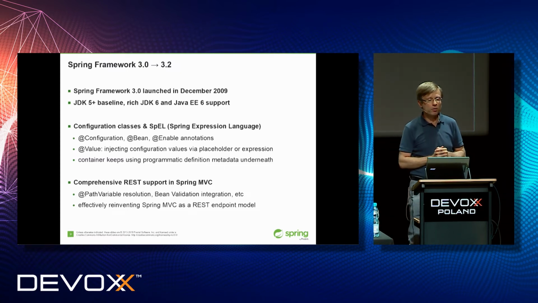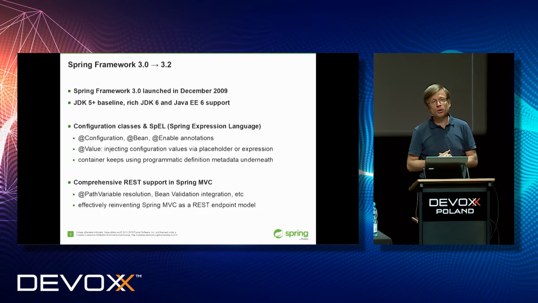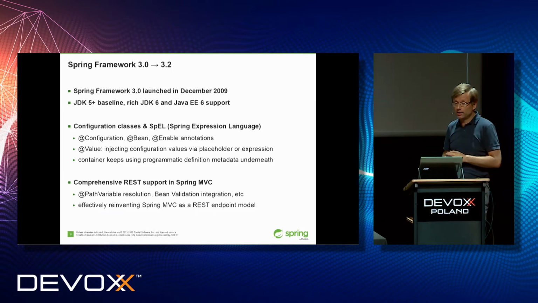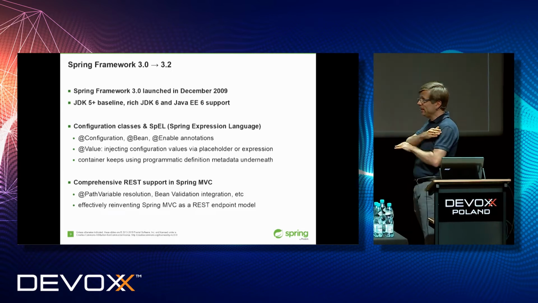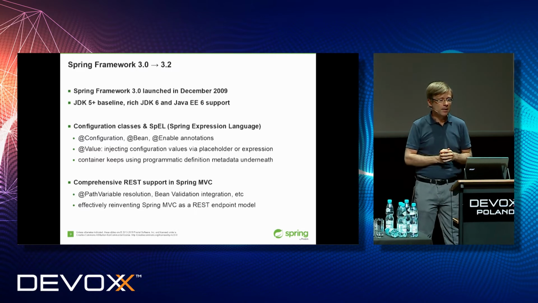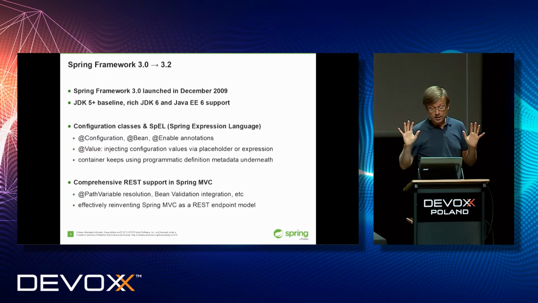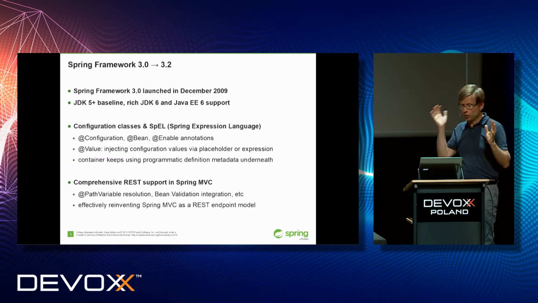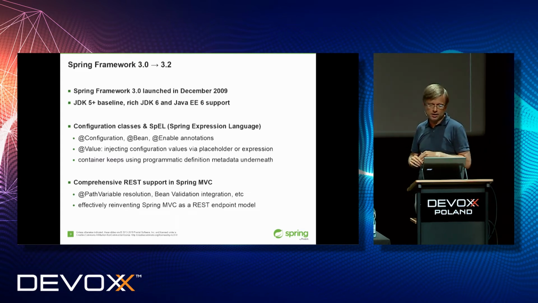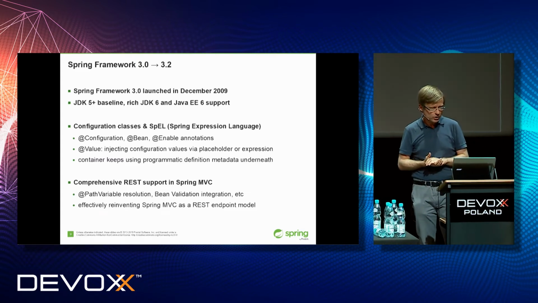We worked on Spring Framework 3.0 for more than 2 years. It came with a JDK 5 baseline, complete revision of the code base, all APIs. Java EE 6 support at the time, which was quite timely, just as Java EE 6 went out just a little bit before.